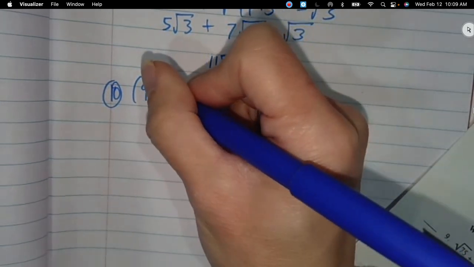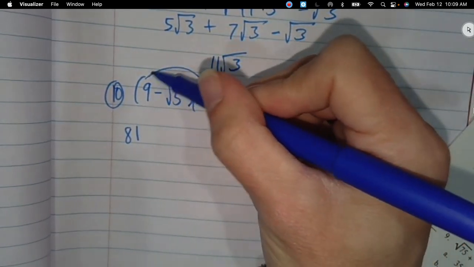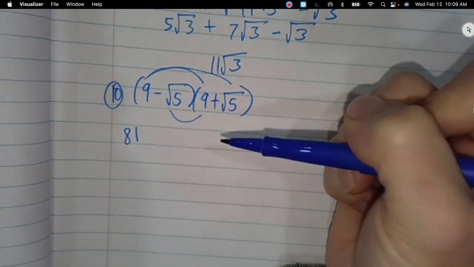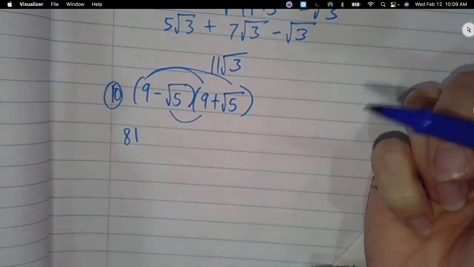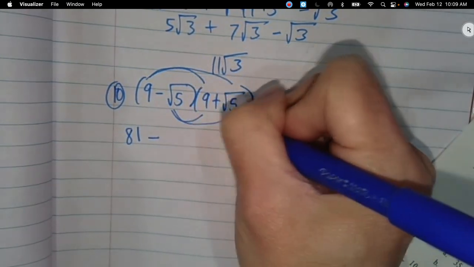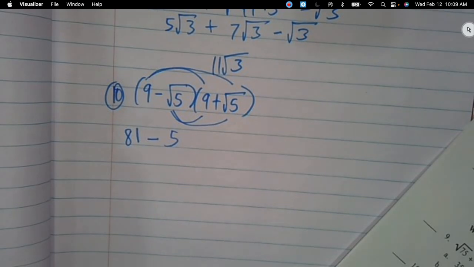So, what is 9 times 9? 81. If I was to multiply, what would happen with those two middle terms? They just cancel out. So I'm just going to not write them. And then minus square root of 5 times the square root of 5 is 5. What is 81 minus 5? 76. There you go. There's your answer.